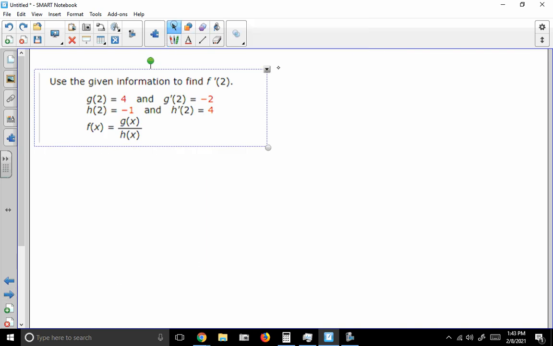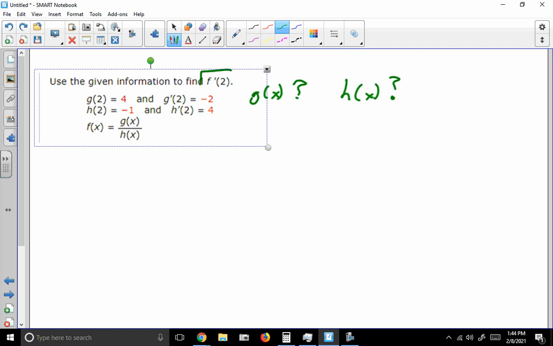Now the next problem, notice it does not tell us what our functions are. At least not what g is and what h is. We're told how g and h are related to f, but we're not told a function of g. We don't know what g is, and we don't know what h is. So how are we going to find this?